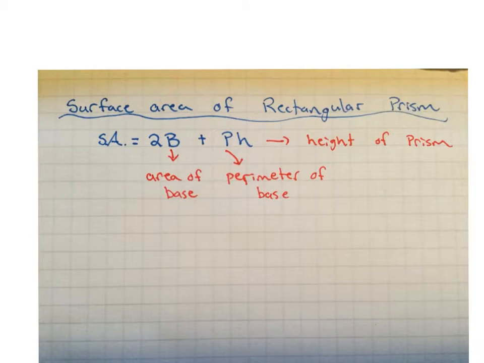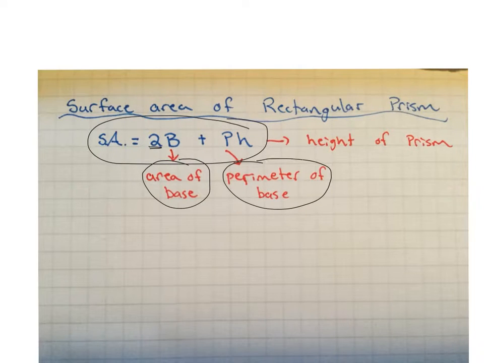So if you open up your packet to a notes page with the grid paper, we're going to take notes on how to find the surface area of a rectangular prism and then a triangular prism. There are two ways to do this, and I want to show you both because about half and half of students prefer each. One way is this formula: to find the surface area you do 2 times the area of one base plus the perimeter of one base times the height of the prism.